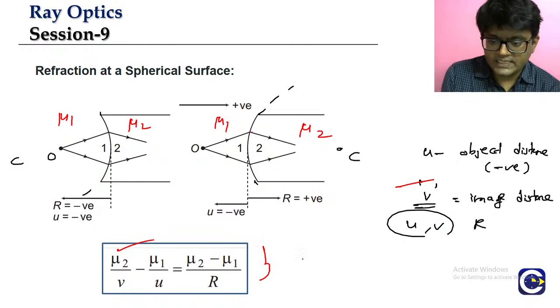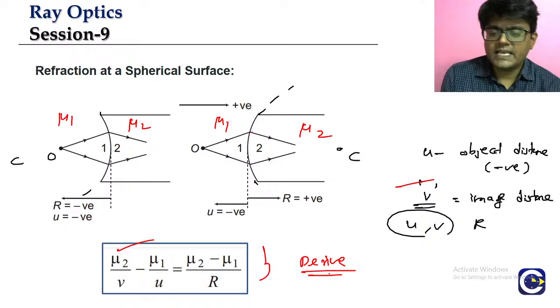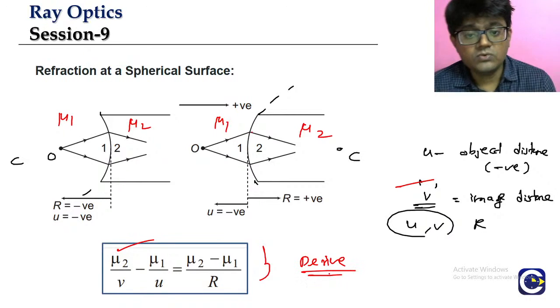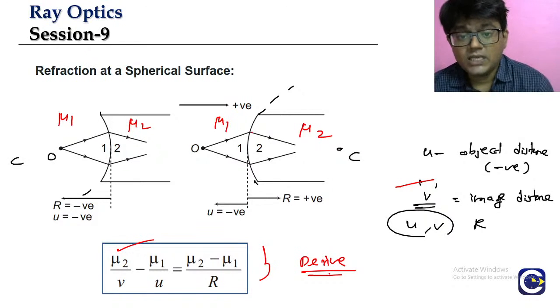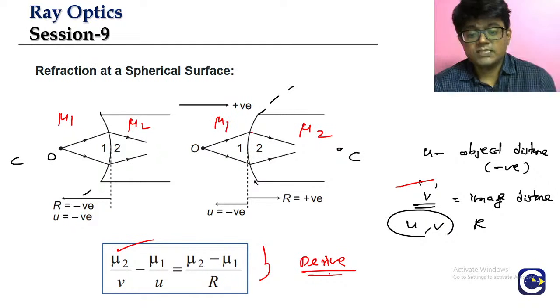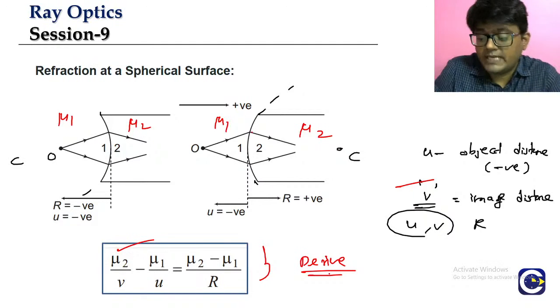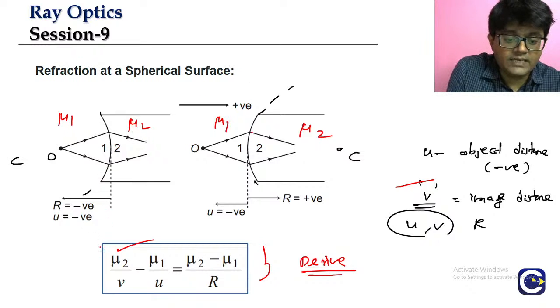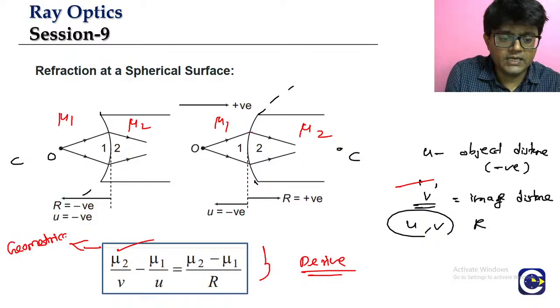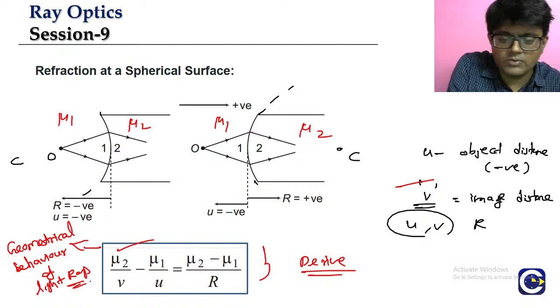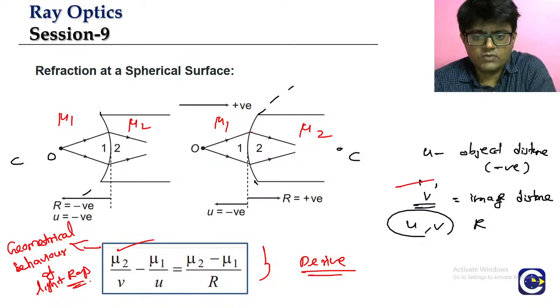We can derive this result, but here we will just take it as a formula, and then see how we can apply it to find the actual image position. The relation is mu2 by v minus mu1 by u equals mu2 minus mu1 by R. We will cover this derivation separately; it comes from the way we normally do derivations using the geometrical behavior of light rays, based on the angle through which they are deviated, etc. We will do it separately, but here we look at the result. What is the result? Mu2 by v.